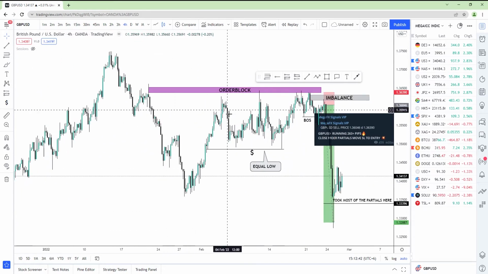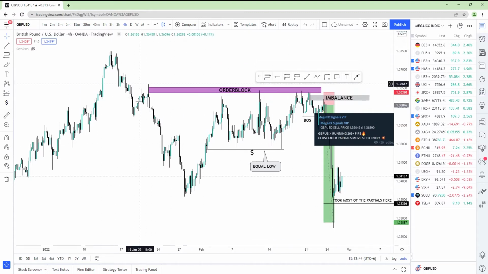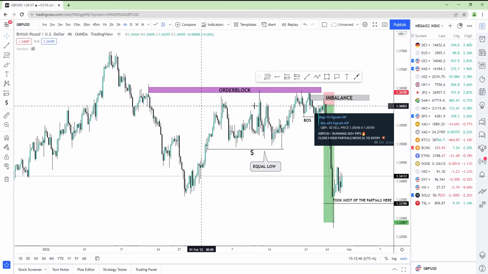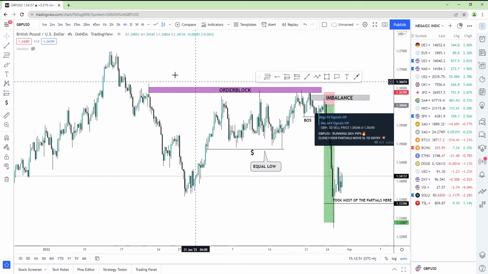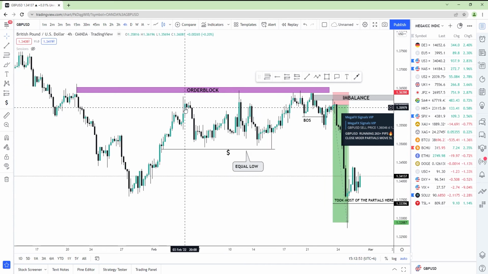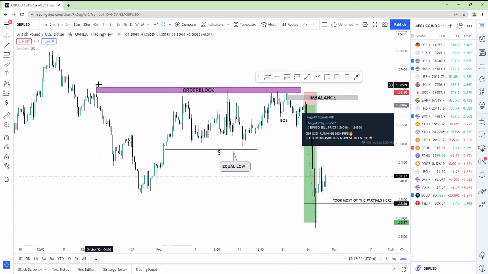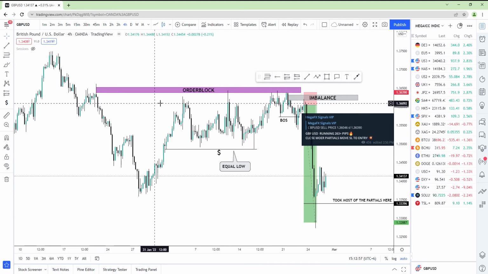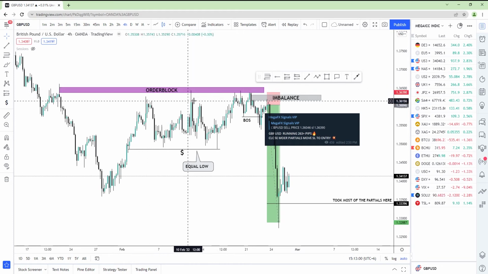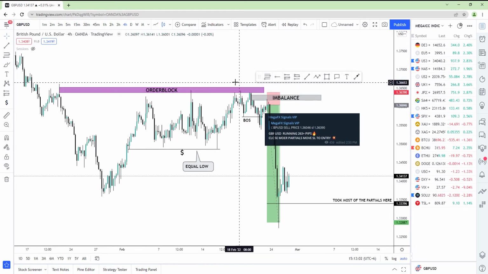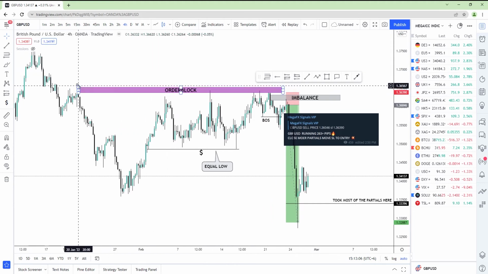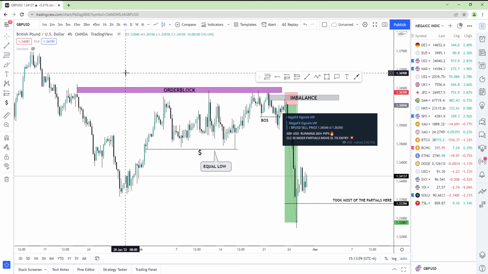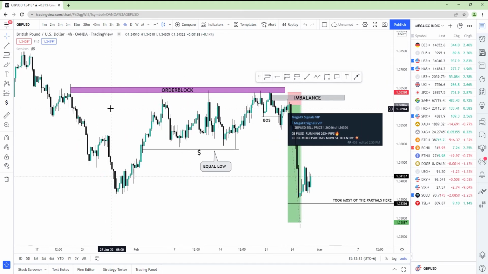So this is our point of interest, this zone right over here. At first we saw this is an order block. When we saw that this one getting rejected from here, and this one is getting rejected from here, we were confirmed that this could be identified as an order block zone. So we identified a few more confluences to go short.